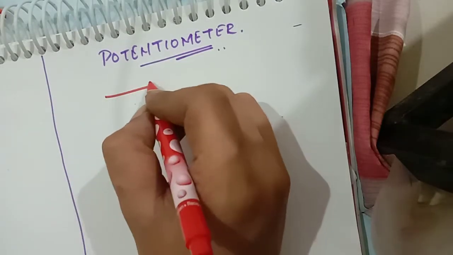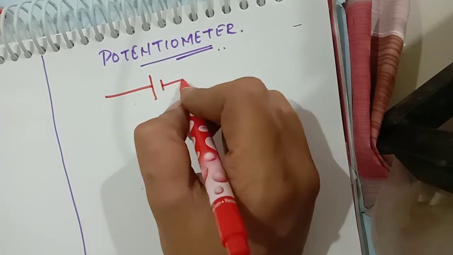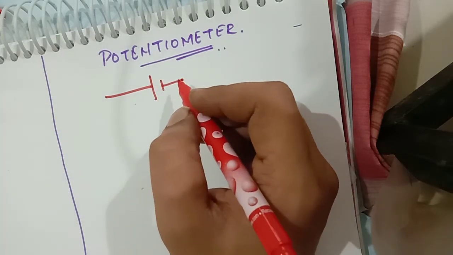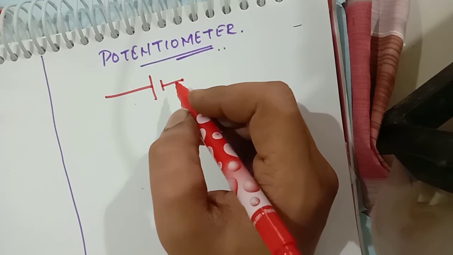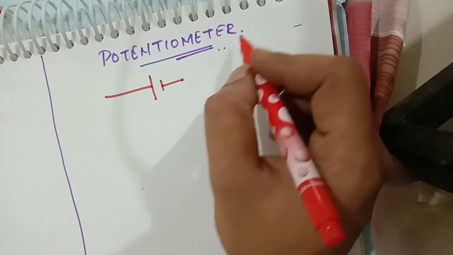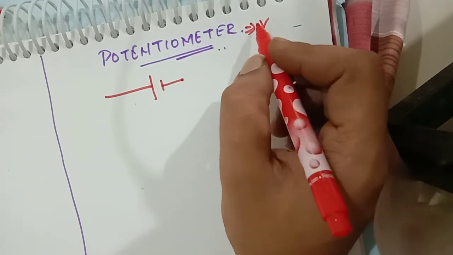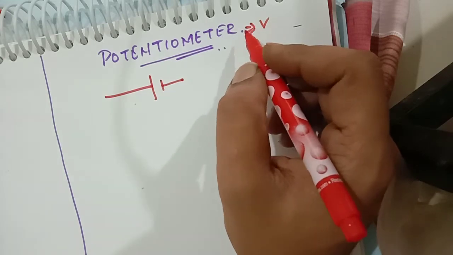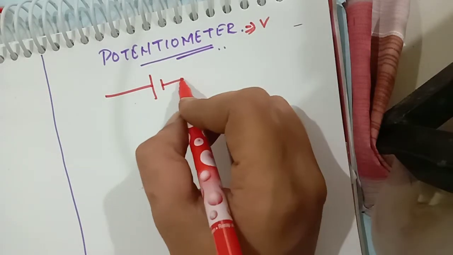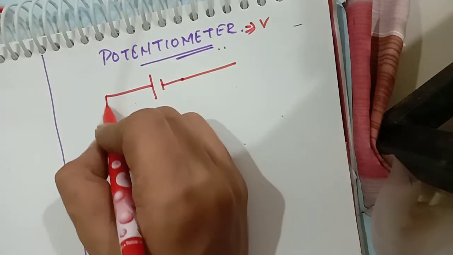So we were dealing with the potentiometer, right? So what is actually a potentiometer? Potentiometer is used to find the voltage, right? For finding the voltage it is used. So first let me complete the diagram.